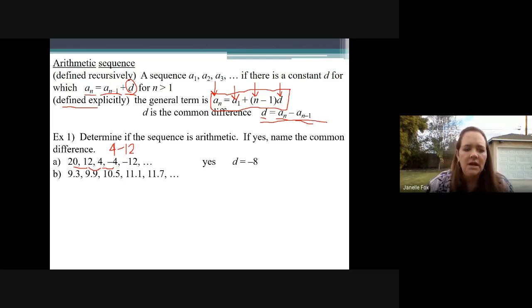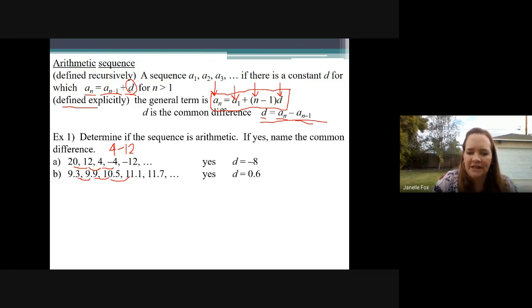Okay, let's do this next one. So this next one says 9.3, 9.9, 10.5, 11.1, 11.7. Does this look like we're adding or subtracting the same thing to each of them? Well, let's investigate. From 9.3 to 9.9, it looks like we're going up by 0.6, 6/10. Is it 6/10 again right here? It is, and then 6/10 again. So guys, I definitely feel like that's a yes.